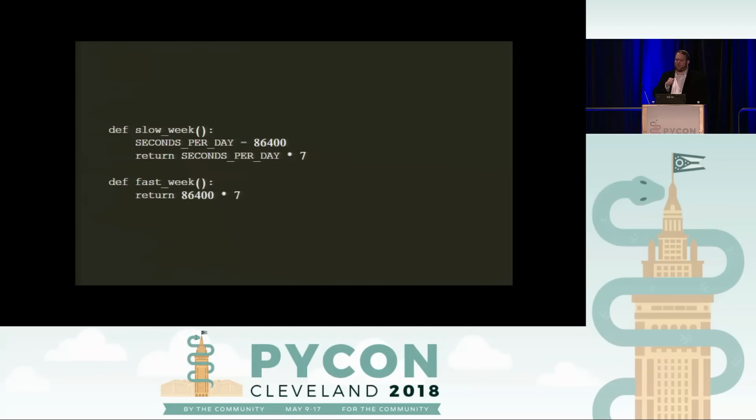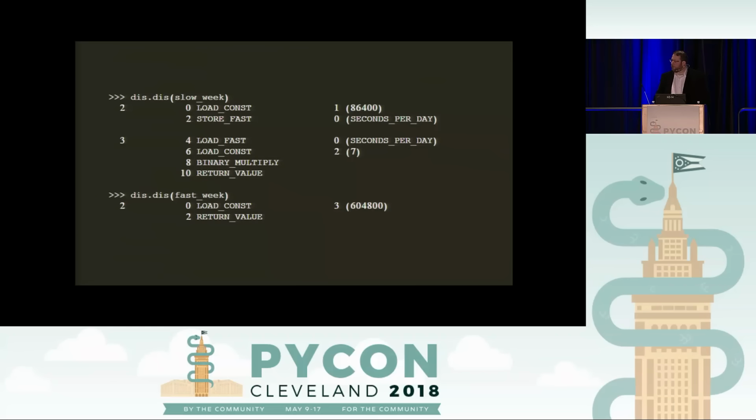And the answer is we can look at the bytecode. We can ask the dis module to disassemble these for us. There's a big difference in what those turn into. If you notice, that first one stored the number of seconds in a day in a variable, which meant we had to load a constant, store it in a variable, then look up what was stored in a variable, load another constant, do a multiplication, and finally return the value.